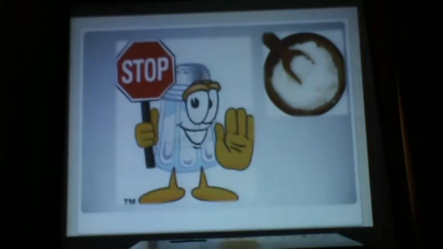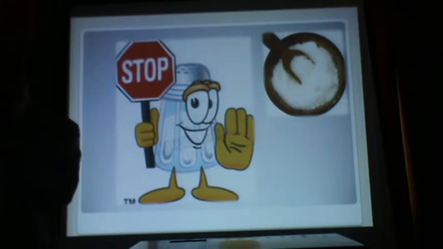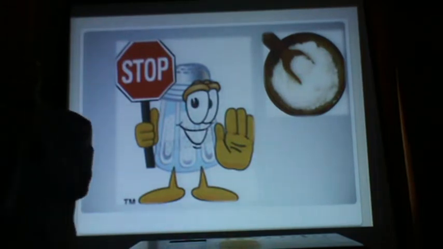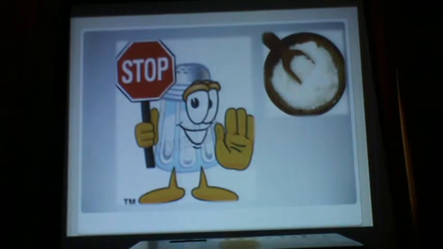So the message is very clear, we have to stop salt. I think the last part of my talk is to tell you how to advise our patients to limit salt intake, but I will astonish you with something. I will tell you something completely different from what I have told you in the past few minutes. It is on the contrary.